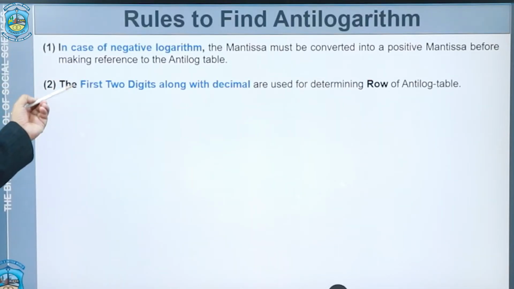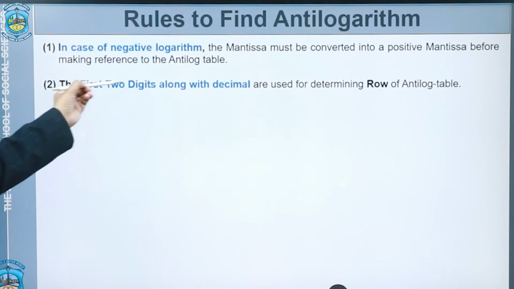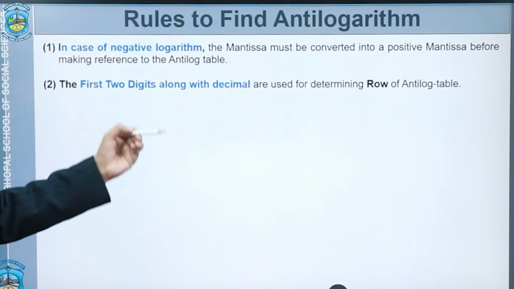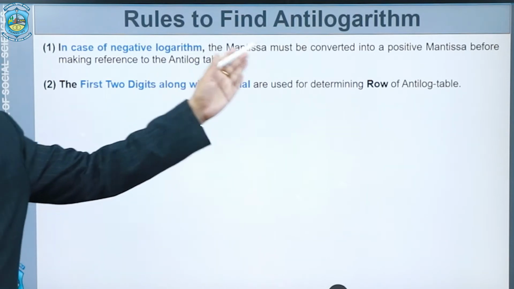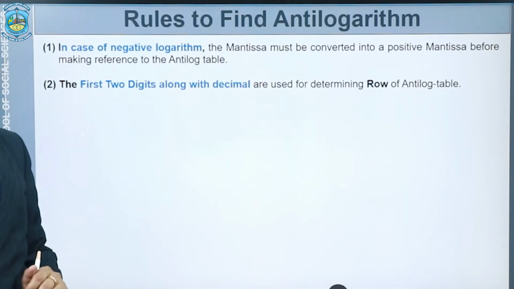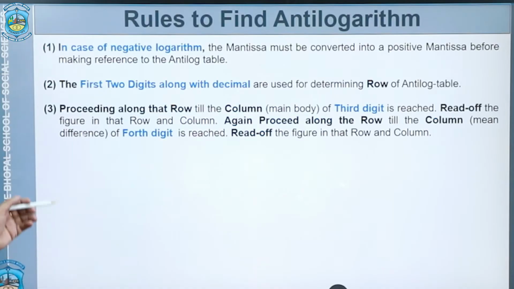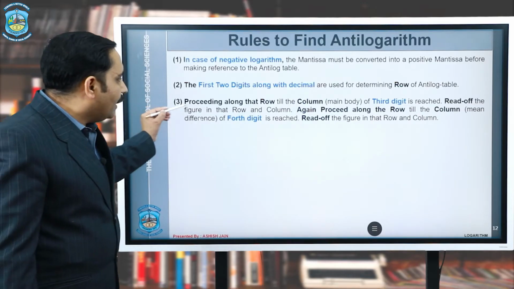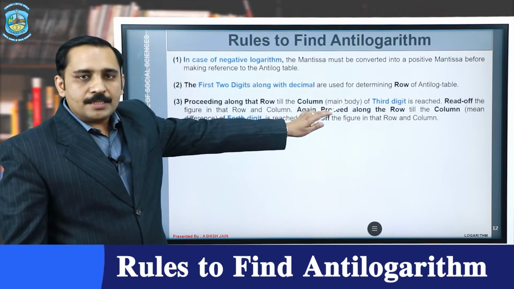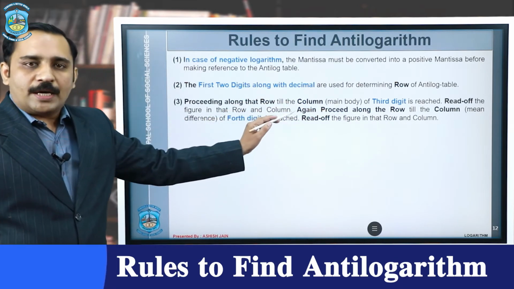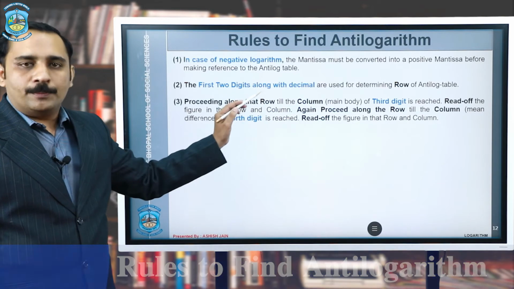Then, like in the log table, the first two digits will give you the row position, the next value would give you the column position in the main part, and the last fourth value will give the column position in the mean difference part. So we proceed along the row until the column value in the main part, that is the third digit, is reached. We note down the corresponding value at that row and column position.